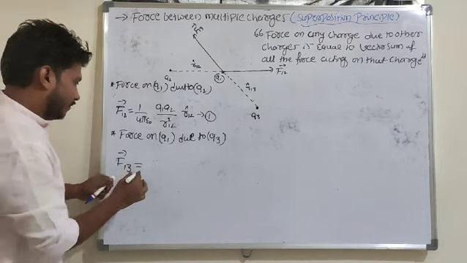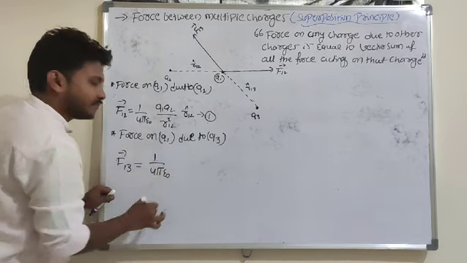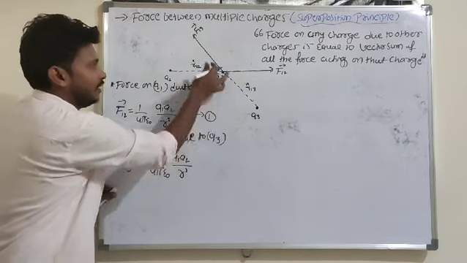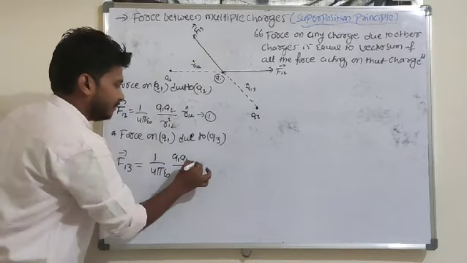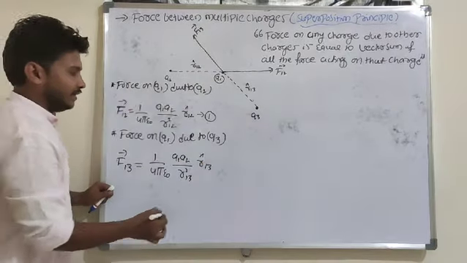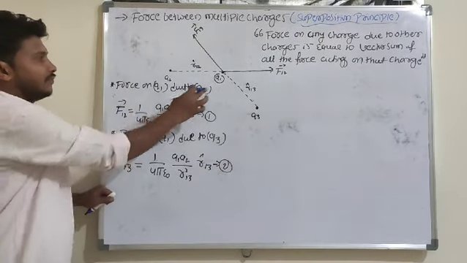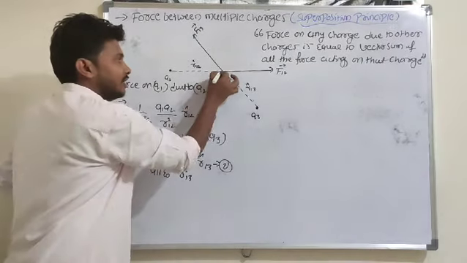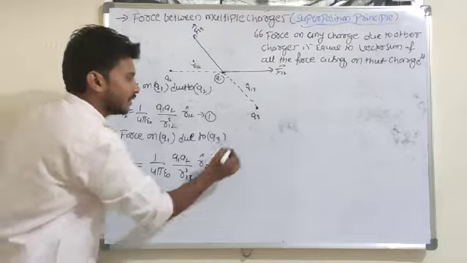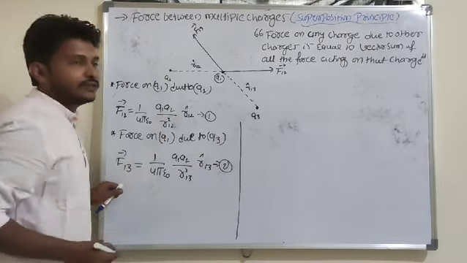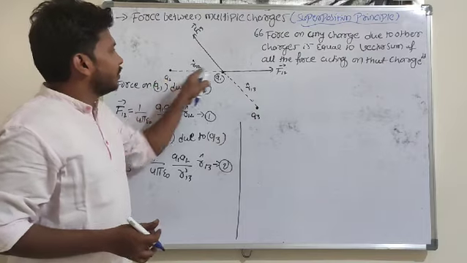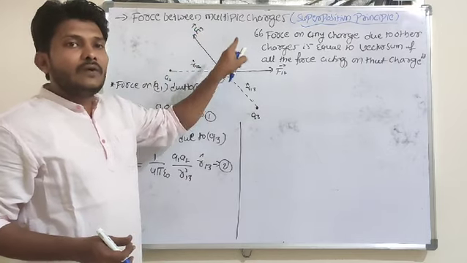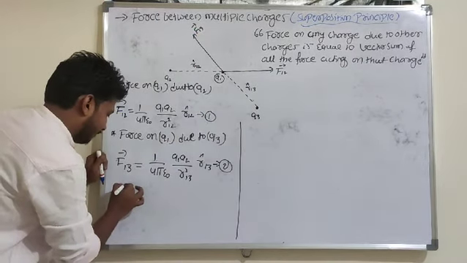Now F of 1 to 3 is 1 by 4 pi epsilon naught, q1 into q3, divided by r square of 1 to 3, r cap of 1 to 3. What is the distance I consider here? r of 1 to 3. So I got the force experienced by charge q1 due to q2 and q3. Then what is the resultant force on charge q1? On the charge q1, the force from q2 is there and the force from q3 is also there. These two forces are in different directions. Now I will consider the resultant force.